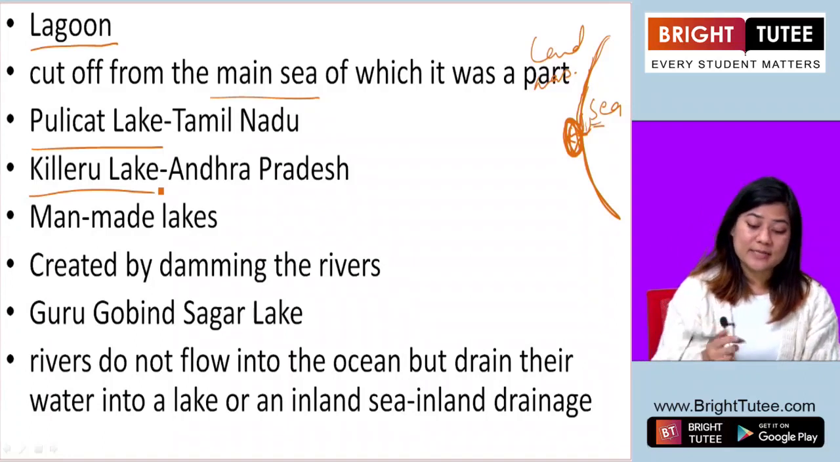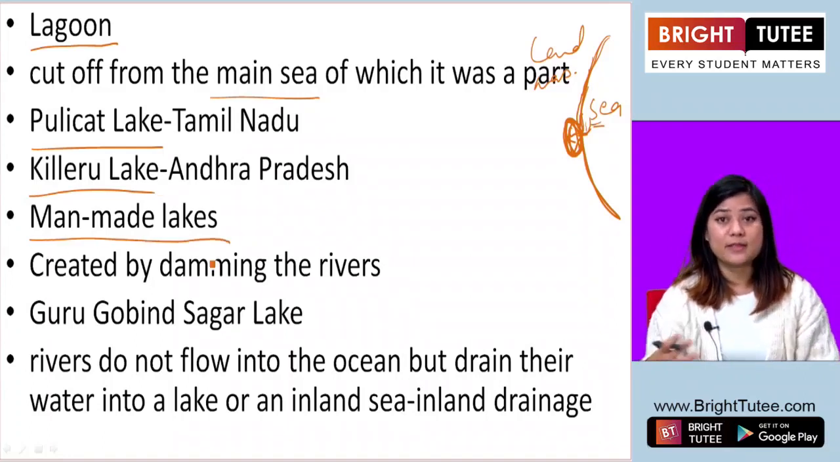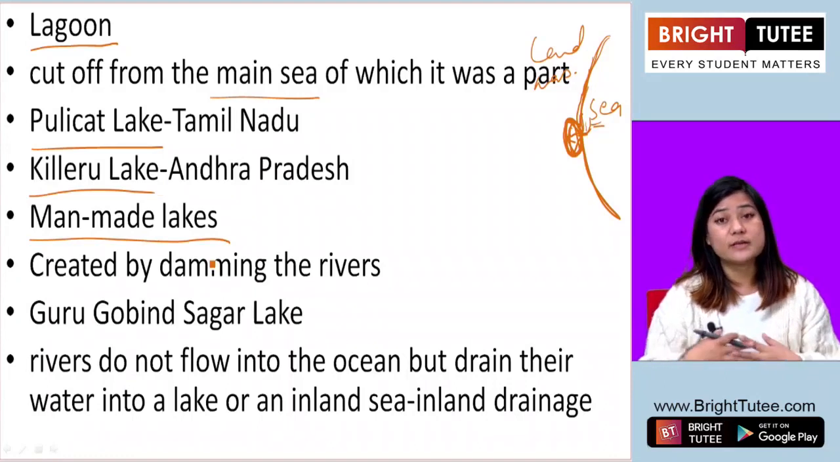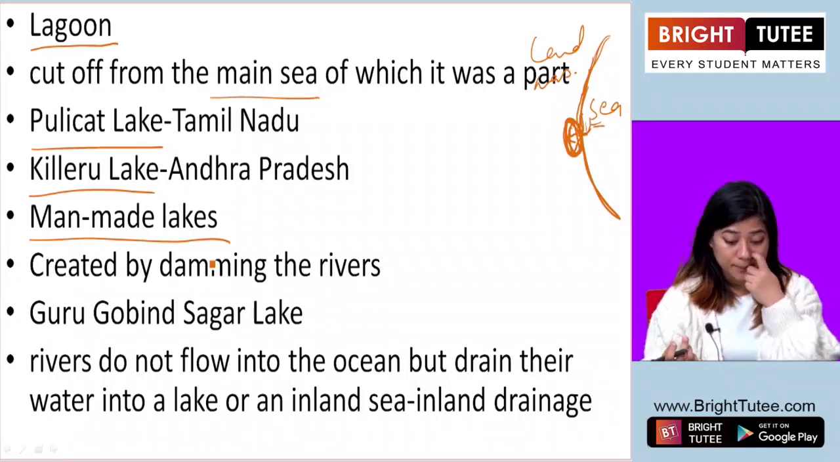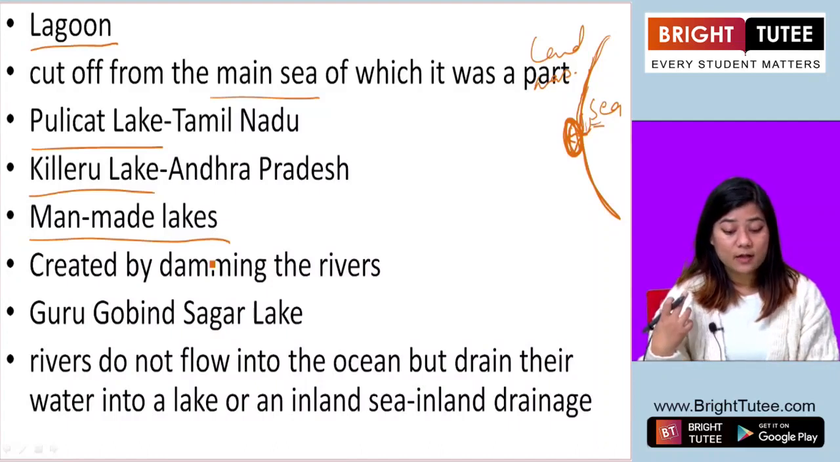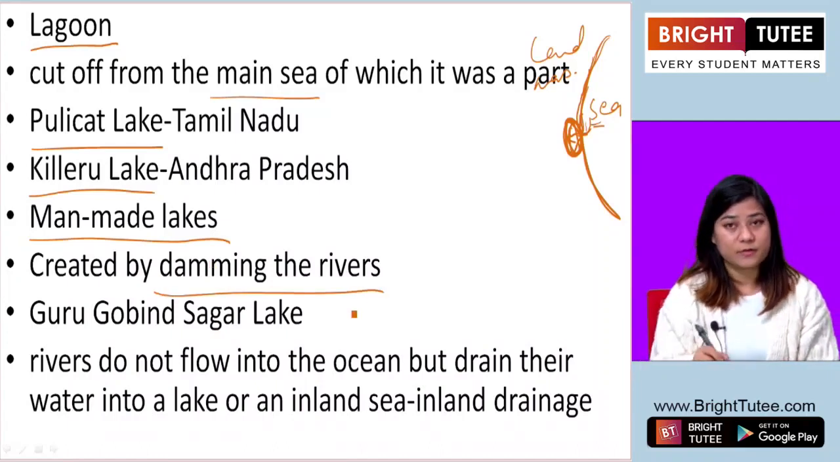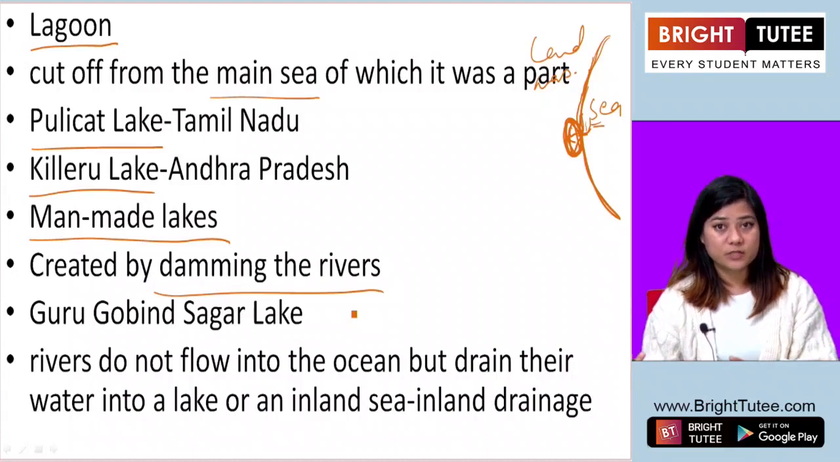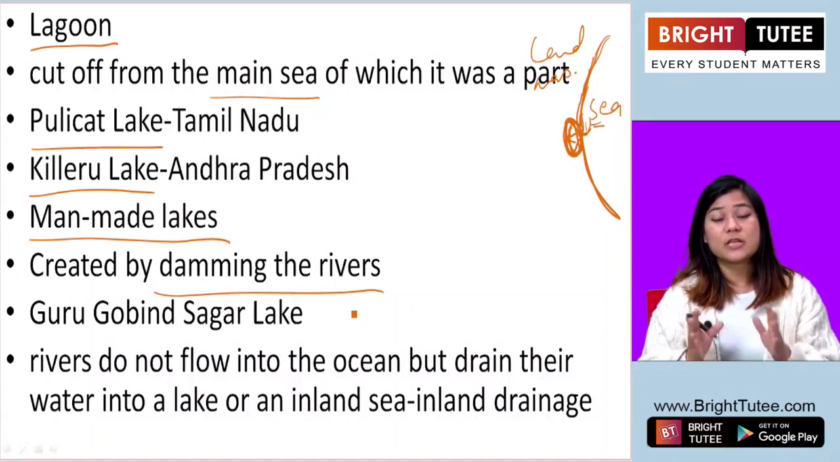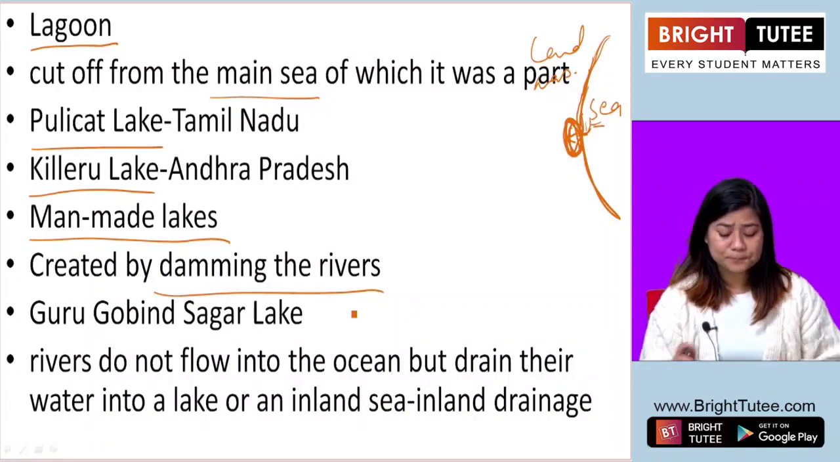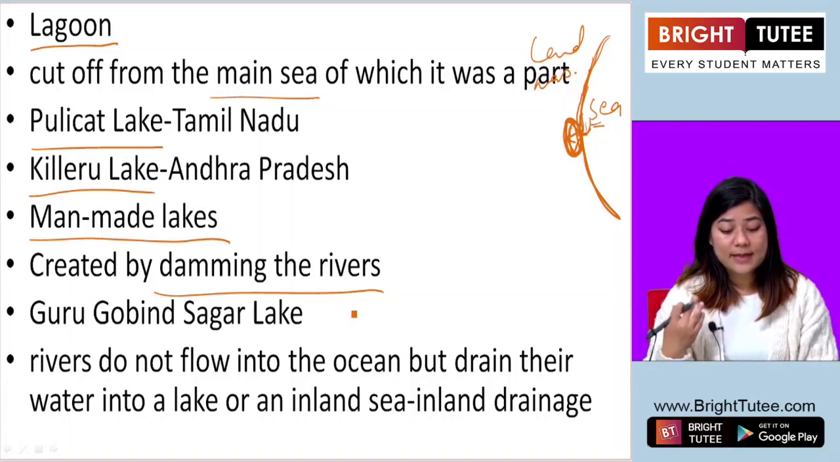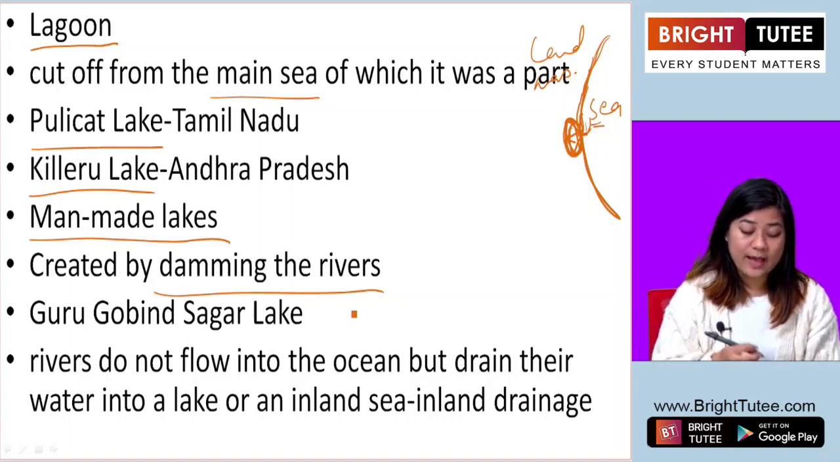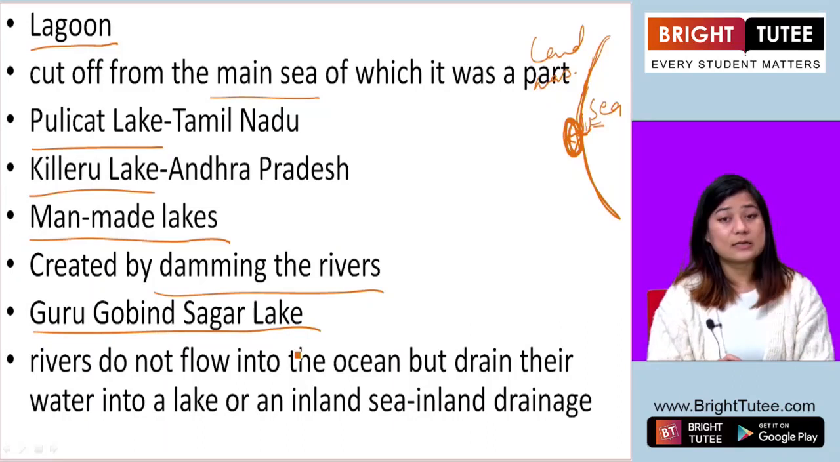Now there are man-made lakes as well, made by men. They are not naturally created or formed. They are created by human beings by damming the rivers. We know that there are many dams across our country built on rivers, right? Once dams are built, the rivers are automatically turned into lakes. Such a man-made lake in India is Guru Govind Sagar Lake.